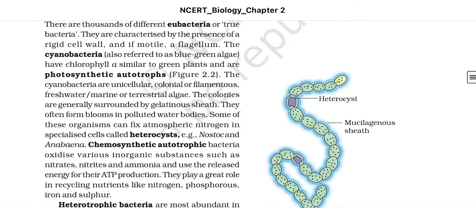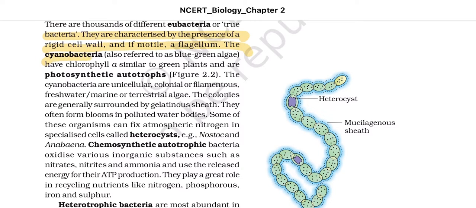Eubacteria. There are thousands of different eubacteria or true bacteria. They are characterized by the presence of a rigid cell wall and, if motile, a flagellum.